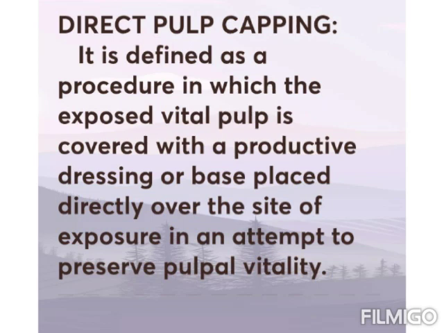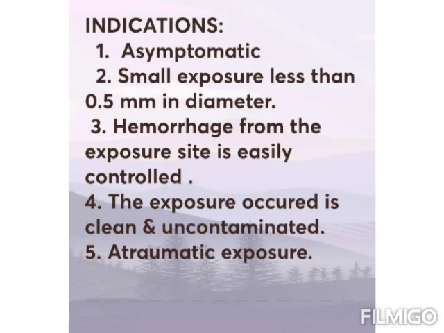Direct pulp capping. Direct pulp capping is defined as a procedure in which the exposed vital pulp is covered with a protective dressing or a base placed directly over the site of exposure in an attempt to preserve pulpal vitality. Here, the exposed pulp is mainly vital, and the dressing or base is placed directly over the site of exposure. Why is it placed? To preserve the pulpal vitality. So, the main goal of direct pulp capping is to preserve the pulpal vitality, and mainly for non-carious exposure.